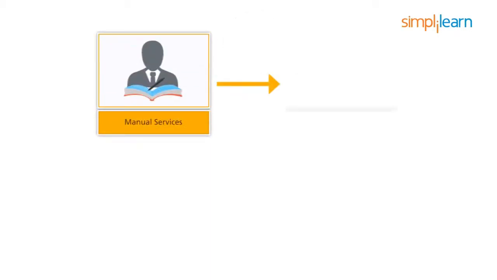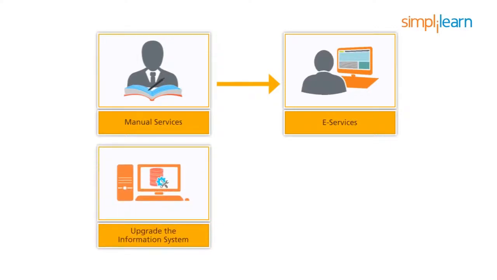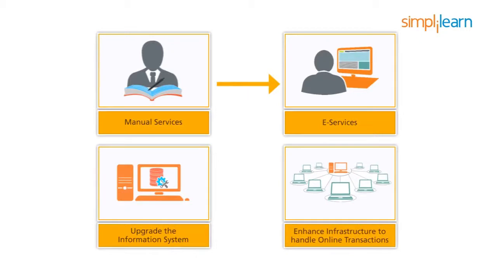This required complete transformation of the way the agency conducted its business. The manual business services had to be converted to e-services. The information systems had to be upgraded to enable e-service delivery. And the underlying infrastructure had to become capable of handling the load of high-volume online transactions.